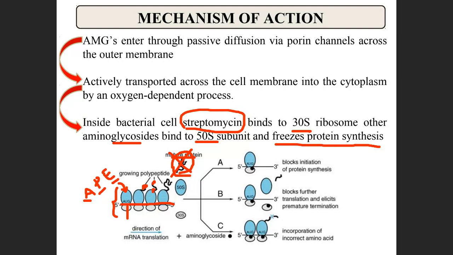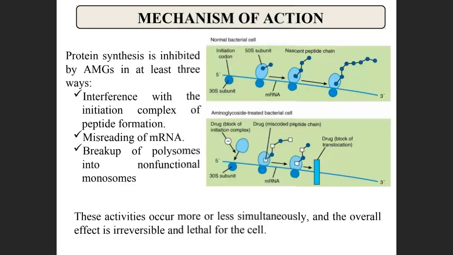might be different. So first, the aminoglycoside enters into the cell membrane through a passive diffusion, and finally it reaches the cytoplasm. Now inside the cytoplasm, it has three mechanisms by which it causes the stopping of the synthesis of protein. The first one is it interferes with the initiation complex.